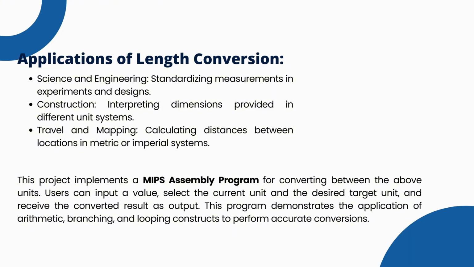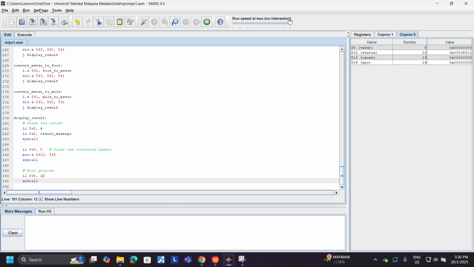This project implements a MIPS assembly program for converting between the above units. User can input a value, select the current unit and the desired target unit, and receive the converted result as output. This program demonstrates the application of arithmetic, branching, and looping constructs to perform accurate conversion. Okay, and now look at the assembly.